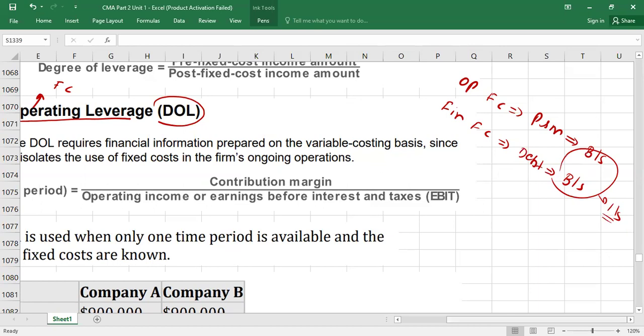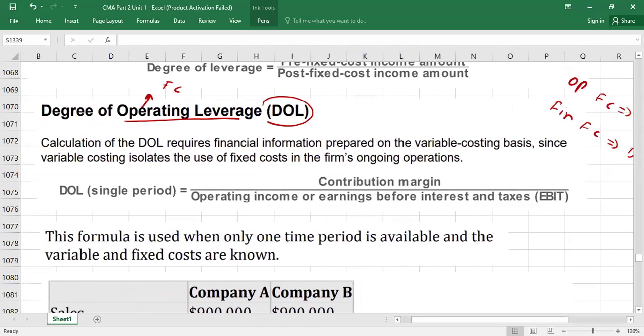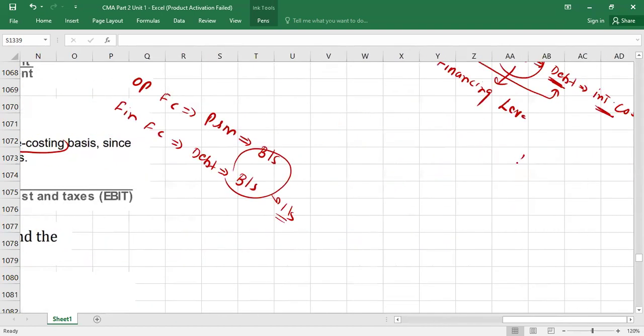Okay, coming back to the point. We were discussing operating leverage, and we always use operating leverage to measure the risk of operational fixed cost. As I told you, we always use variable costing basis to measure this risk. So we need data in this format: we always need sales, and then all variable cost. So this equals contribution margin.